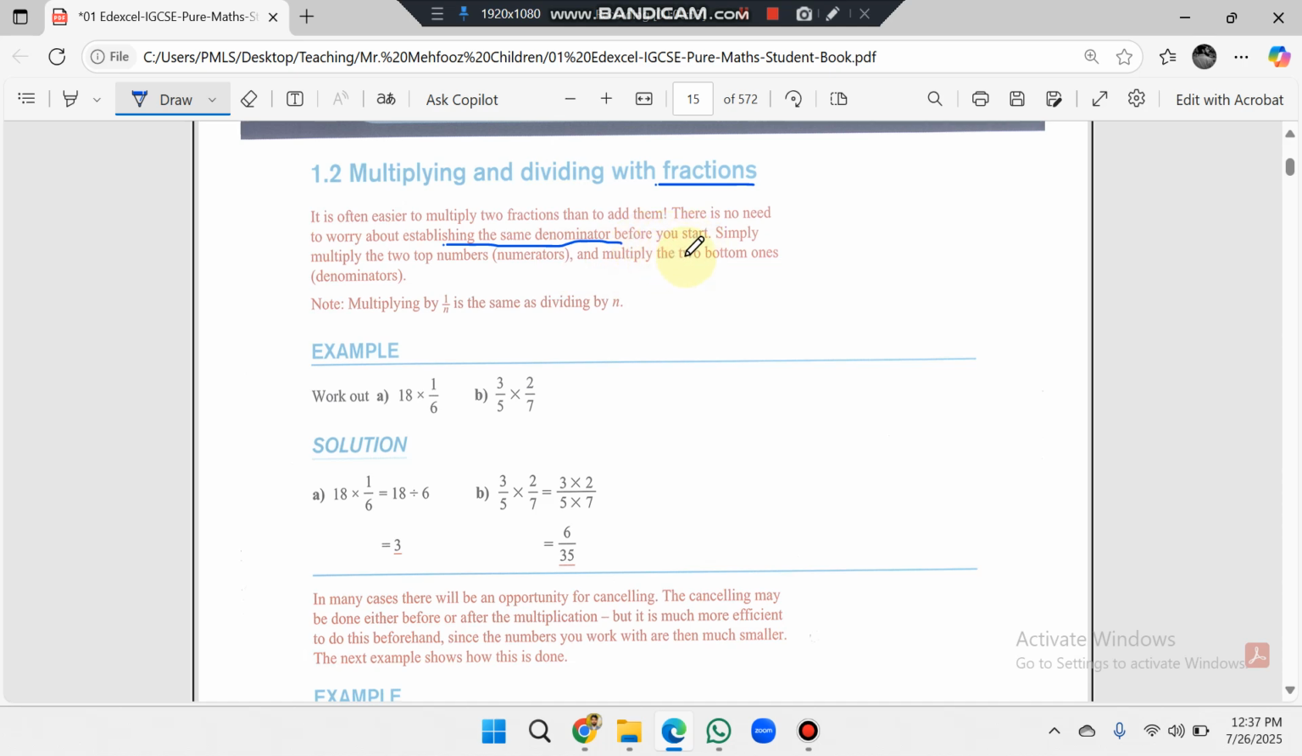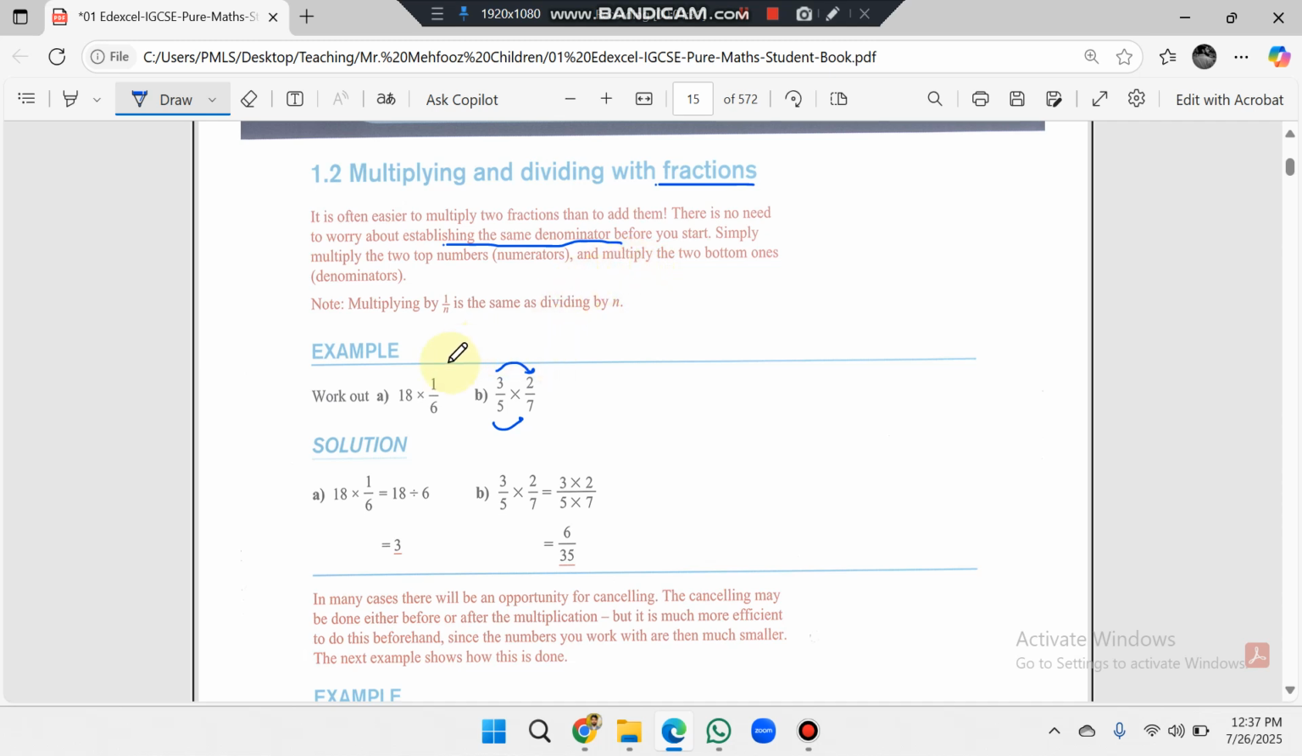Okay, before you start, simply multiply the two top numbers, the numerators, and multiply the two bottom numbers, the denominators. So in a simple way we can say that we multiply the numerator with the numerator as well as the denominator with the denominator. Note that multiplying by 1 over n is the same as dividing by n. So if we are dividing by some number or multiplying by the reciprocal of that number, both ideas are the same.